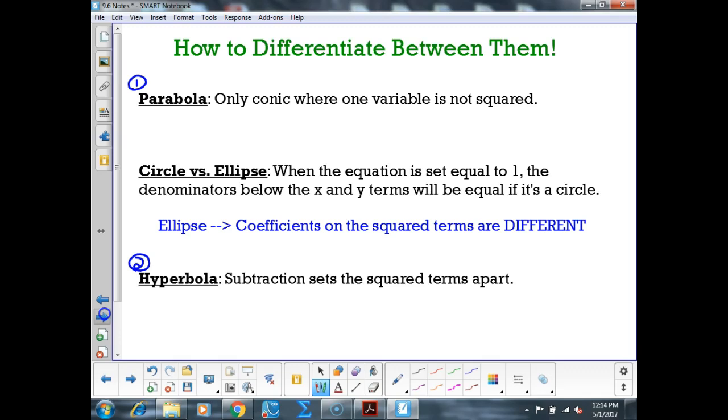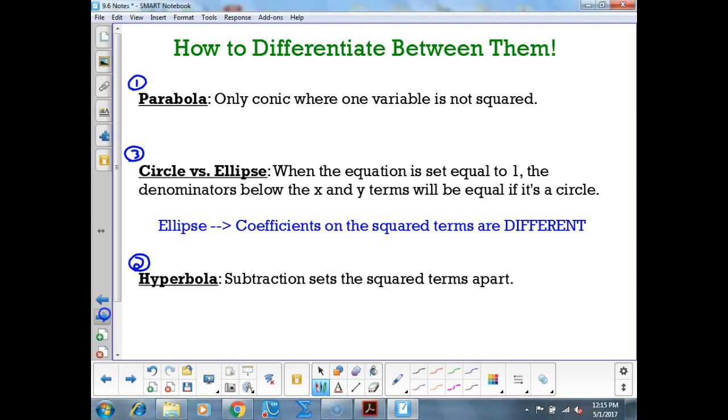The hard one is determining between a circle and an ellipse. What you look at is the coefficients on the squared terms. If the coefficients on the two squared terms are the same, it is a circle. If they're different, it's an ellipse. So those are your three different ways to determine what kind of conic we have.